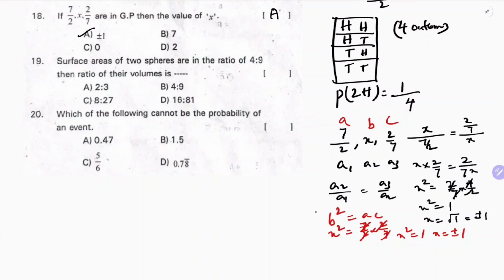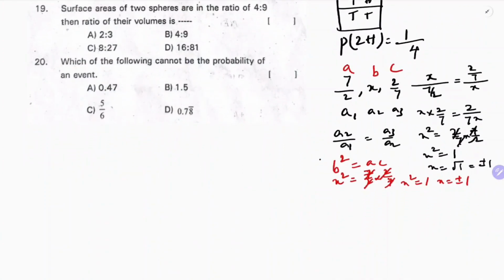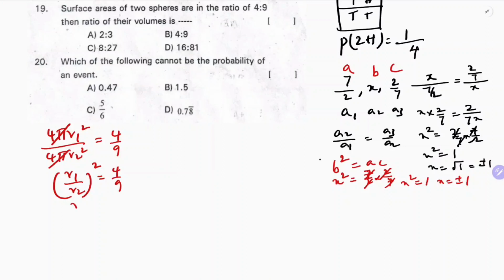Next question. Surface areas of two spheres. Here, the surface areas of two spheres are in the ratio. So for two spheres, I'll consider one with radius r1, 4 pi r1 square, and the other I'll take 4 pi r2 square. They are in the ratio 4:9. 4 pi cancel. r1 square by r2 square, I can write r1 by r2 whole square equals 4 by 9. So r1 by r2 is root 4 by 9, which is 2 by 3.